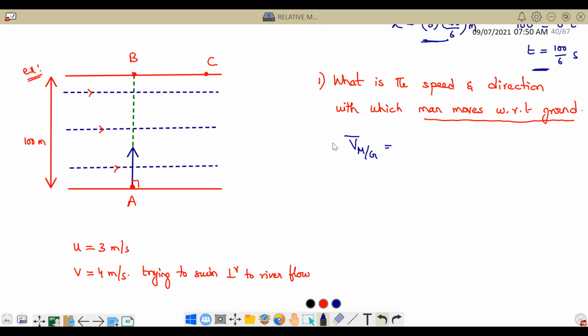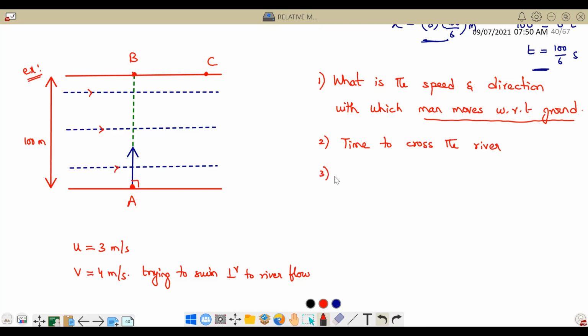Sir, is it 5 meters per second? And the direction is 53 degrees, towards right. See here. So this is the first part of the question. Once you calculate that, it is very easy because I already told you, correct or not? And then the next question is what? In the previous one we have calculated it: time to cross the river.